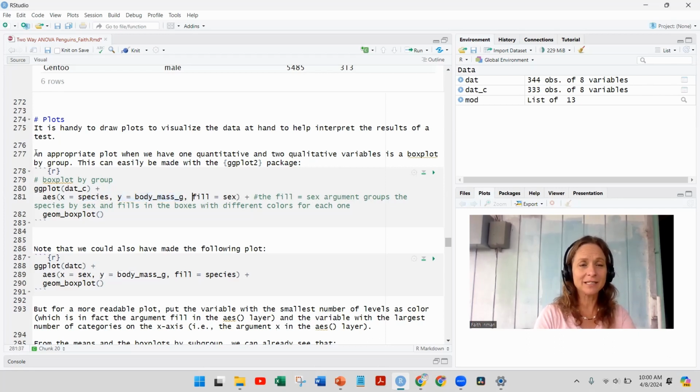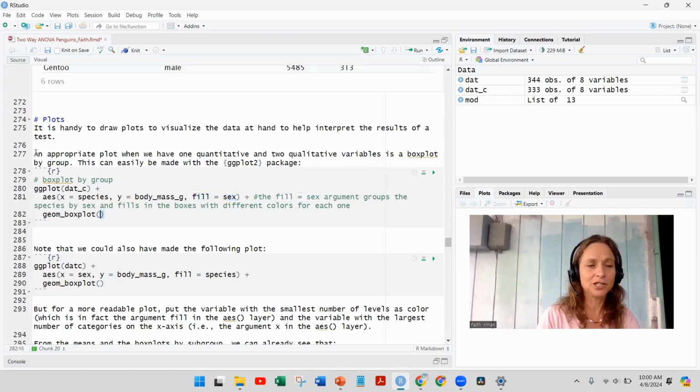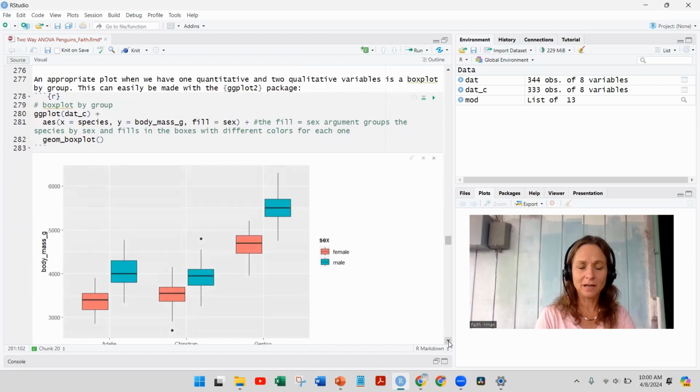And we're going to add something different to that box plot we did before. We're going to say fill equals sex. And what that does is group it by sex and fill in the boxes with a different color for each one. And again, we're saying geom_boxplot. So if we run this chunk, what we get here is a box plot.